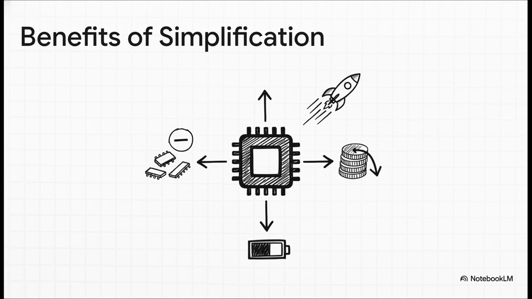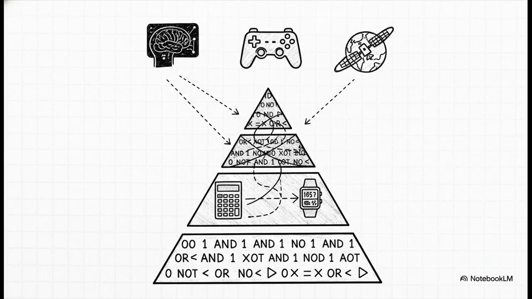Fewer parts means the chip is cheaper to make. A simpler design means signals travel faster, so your phone feels snappier. And maybe the most important thing for us, fewer components means it uses less power. That means better battery life for your devices and lower electricity bills for massive data centers. It's a win-win-win.